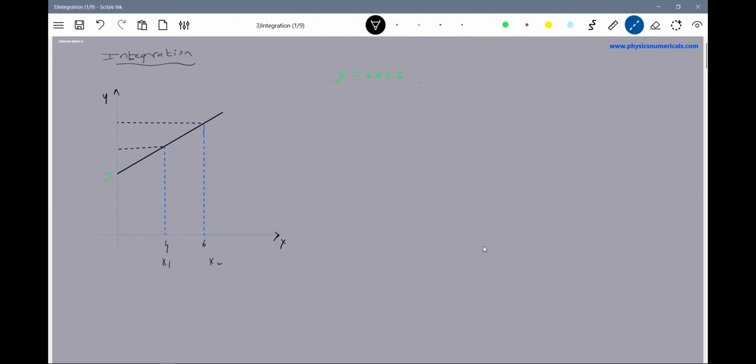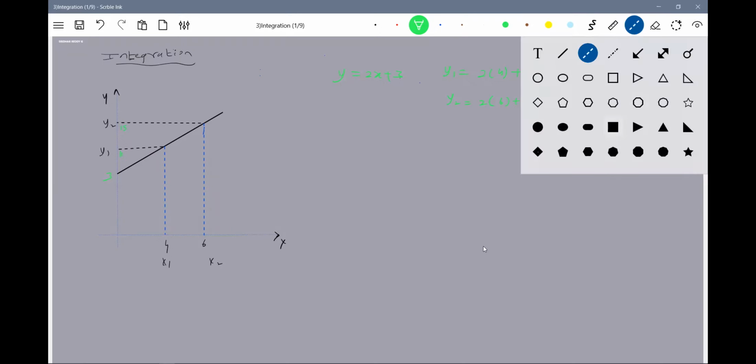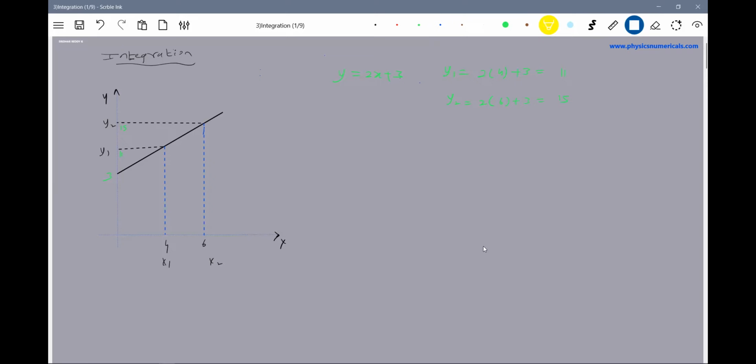How to calculate y1 and y2? Here I'll use this one. y1 is given by 2 into x1, which is 4, plus 3, that is 11. y2 equal to 2 into 6 plus 3, that is 15. These are the values of y1 and y2. Now we have to find out the area of this shaded strip. The area of the strip has to be determined.